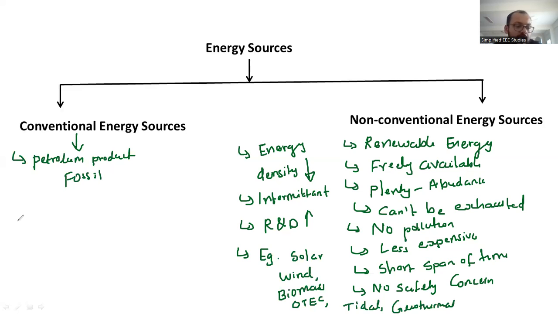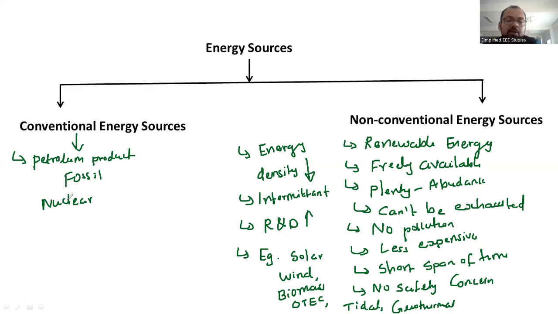Nuclear, because uranium and thorium are also available in the earth's crust only. But the energy density is very high, and it can produce energy using a very small quantity. You might have heard about the chain reaction, mass defect, all those things. Within a very small amount of fuel, you can generate a bulk amount. That is the feature of conventional sources of energy, especially nuclear fuel.